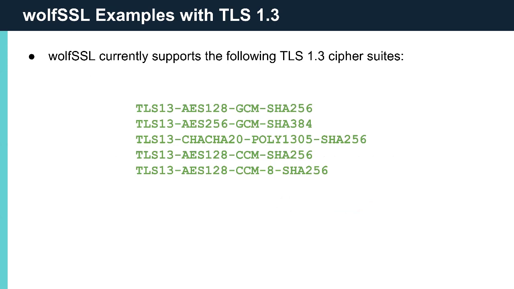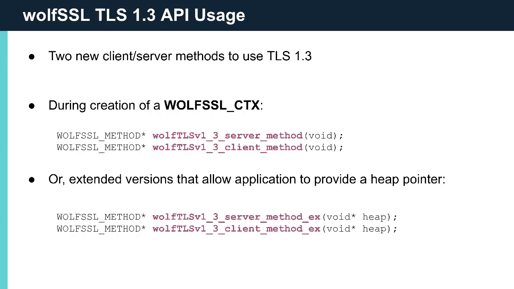We currently support the following 5 cipher suites for TLS 1.3. So you can see there are no public key exchange algorithms shown in the cipher suite here, since those are now based on the certificate and keys that are being used. So it really shortens up the cipher suite list. So using TLS 1.3 from an application consuming wolfSSL, when you make your wolfSSL context, we have 2 new version methods, wolfTLSv1_3_server_method and client method. If you need to use your own heap, we also have extended versions of those that accept a heap pointer.